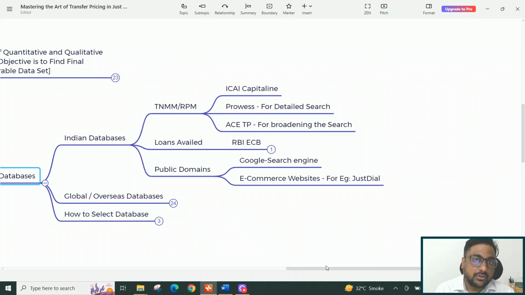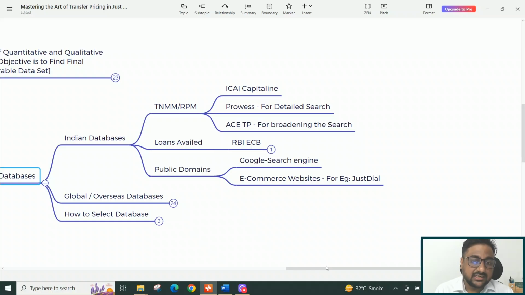But yes, when you are undertaking a TNMM analysis or financial or royalty transaction analysis for overseas entities, wherein your tested party is an overseas entity, or you are benchmarking the transaction from the overseas entity's perspective, then you should go ahead with the global databases. Also for financial and royalty transactions where your tested party is in India, or where you are testing that transaction from the Indian perspective, you can also go ahead with the global databases.